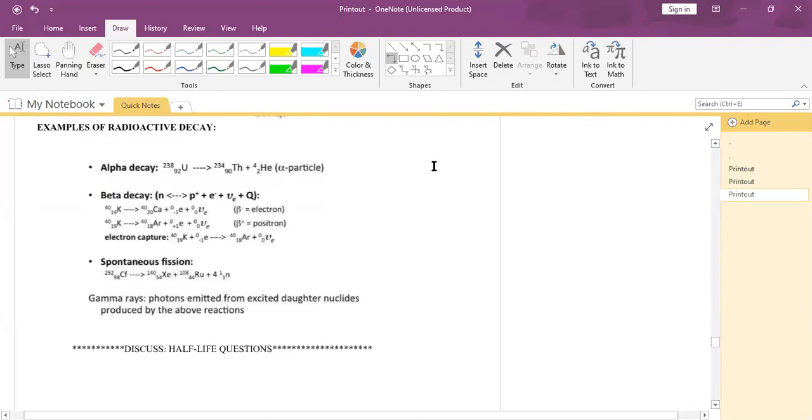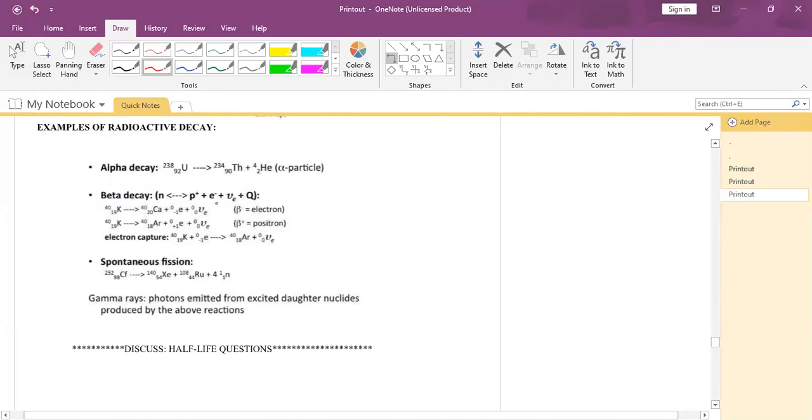So we have uranium, atomic number of 92, the mass of 238. If it releases the alpha particle, which is a helium, like this, it forms a new substance, thorium. Okay. So if you look at this, the numbers match, right? The atomic masses on the left side match the right side. Atomic numbers, if you add them up, left and right, they match and so on.